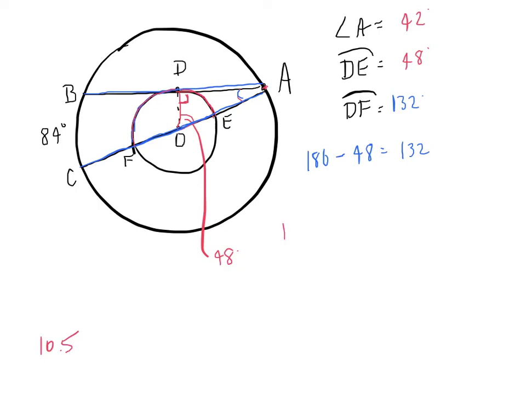So angle A, which is 42, should be 1/2 of 132 minus 48. So 132 minus 48 is 84, and yep, it does work out. All set.